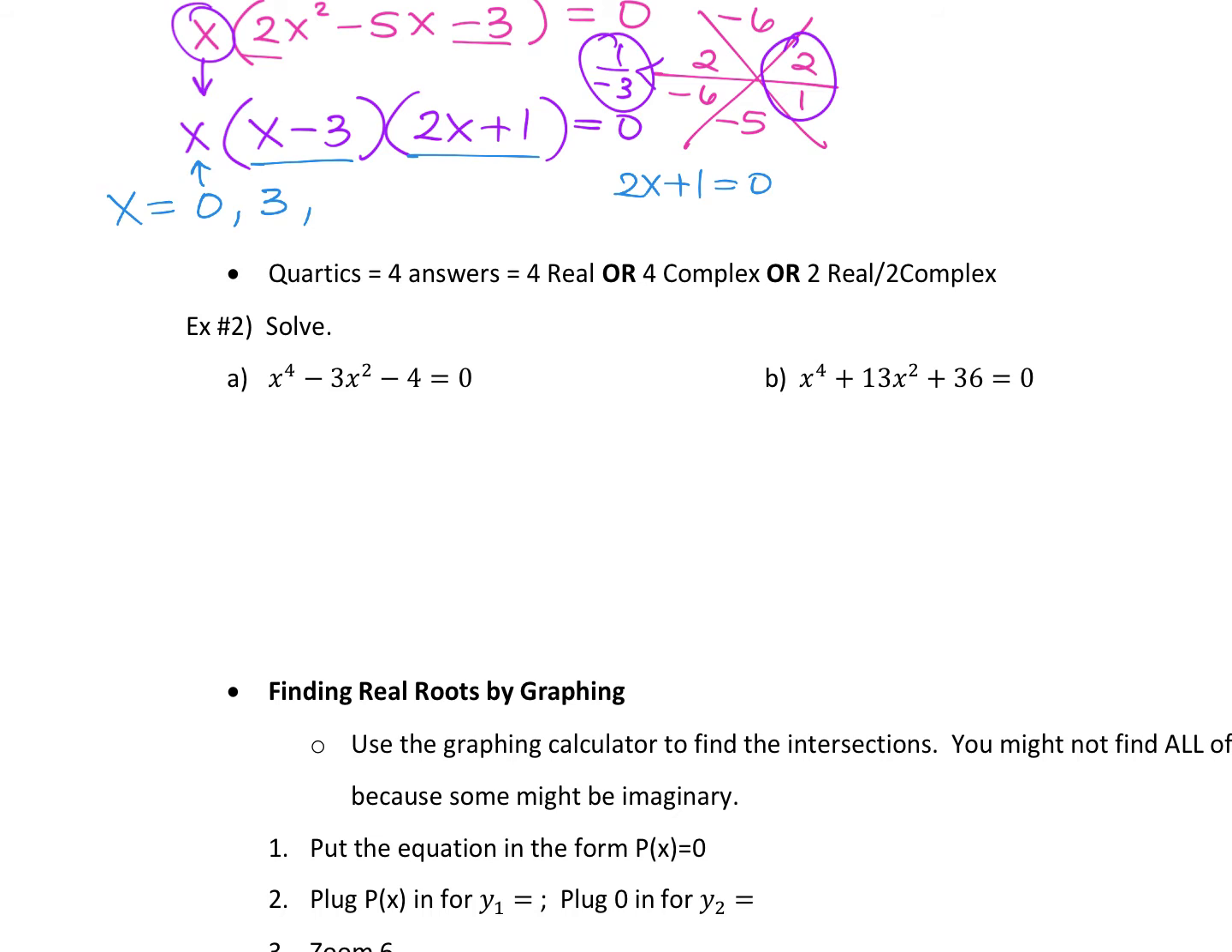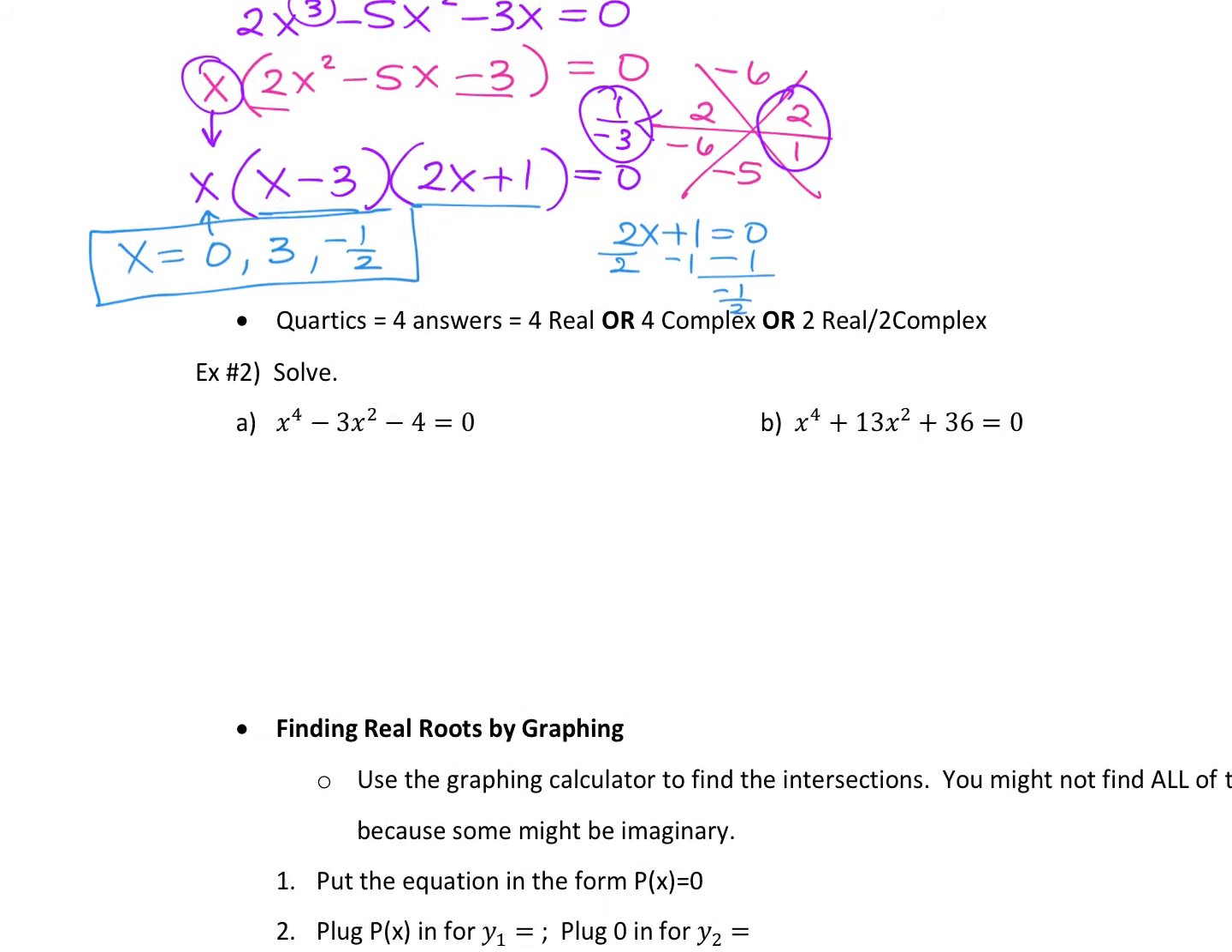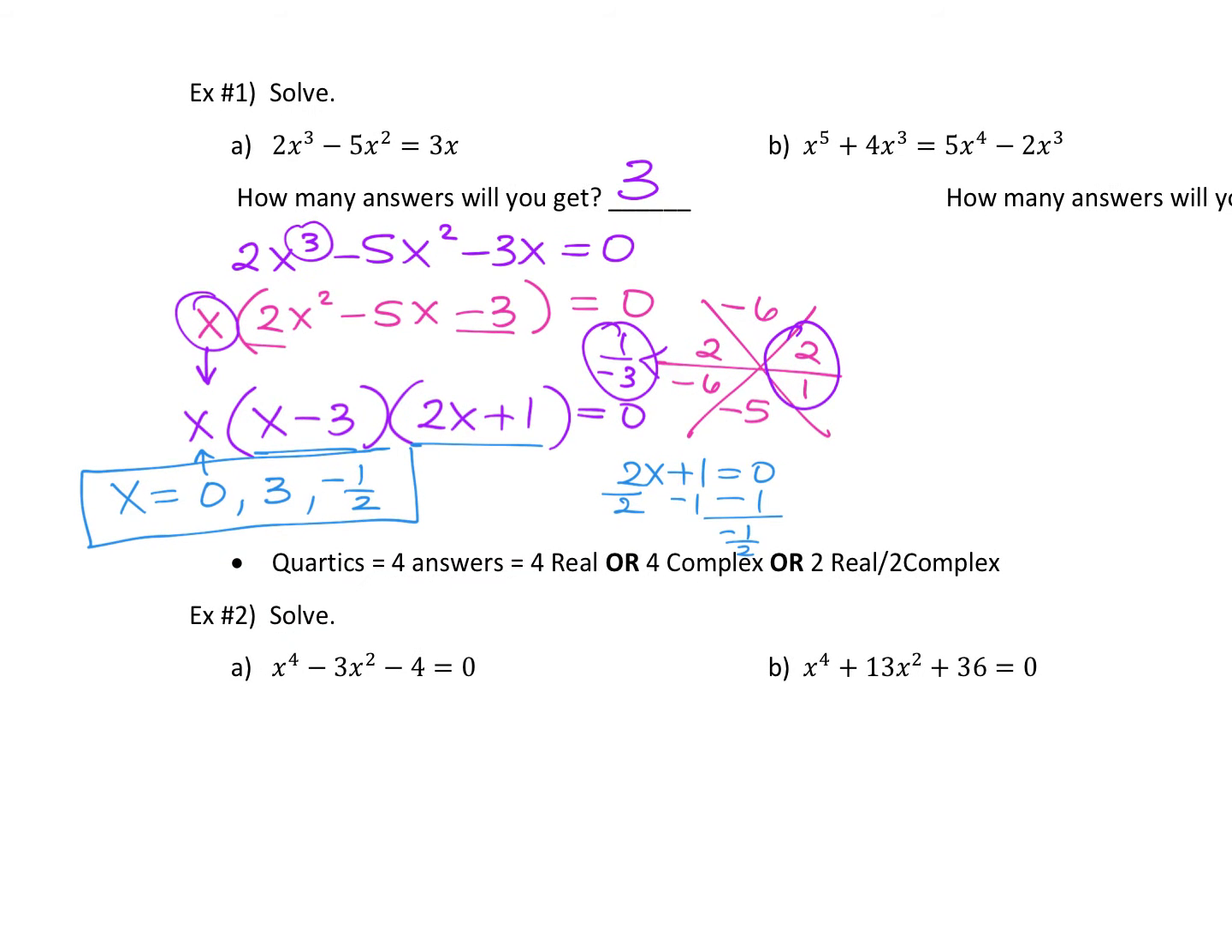A negative 1/2. You would take away the 1 and then divide by 2. So you get a negative 1/2, 0, and 3. Okay? Does that answer make sense with what we started with? Yeah, we got 3 solutions, right? Those are our 3 solutions. Any hands up? No? Okay. Questions on that?